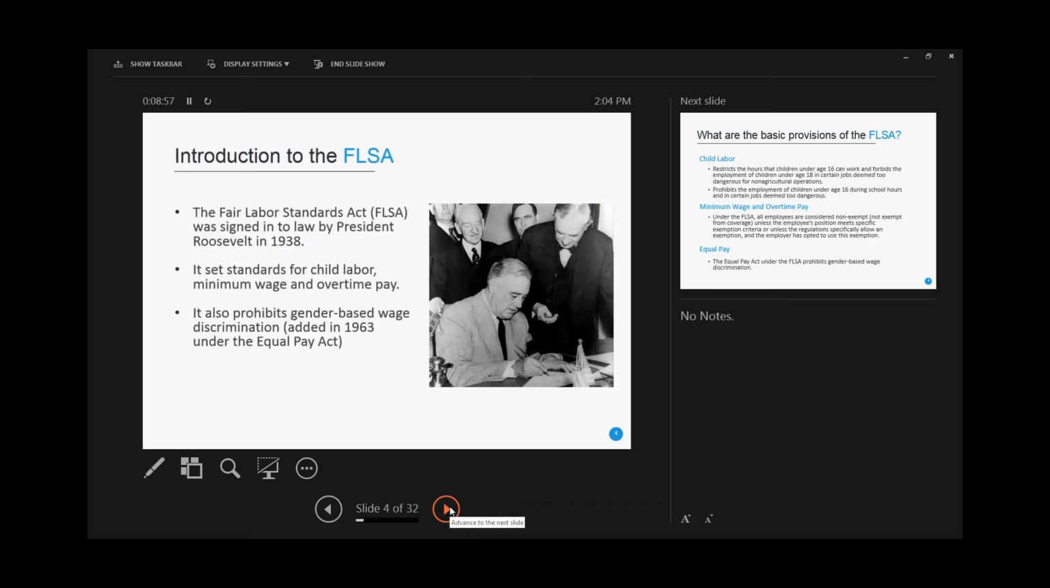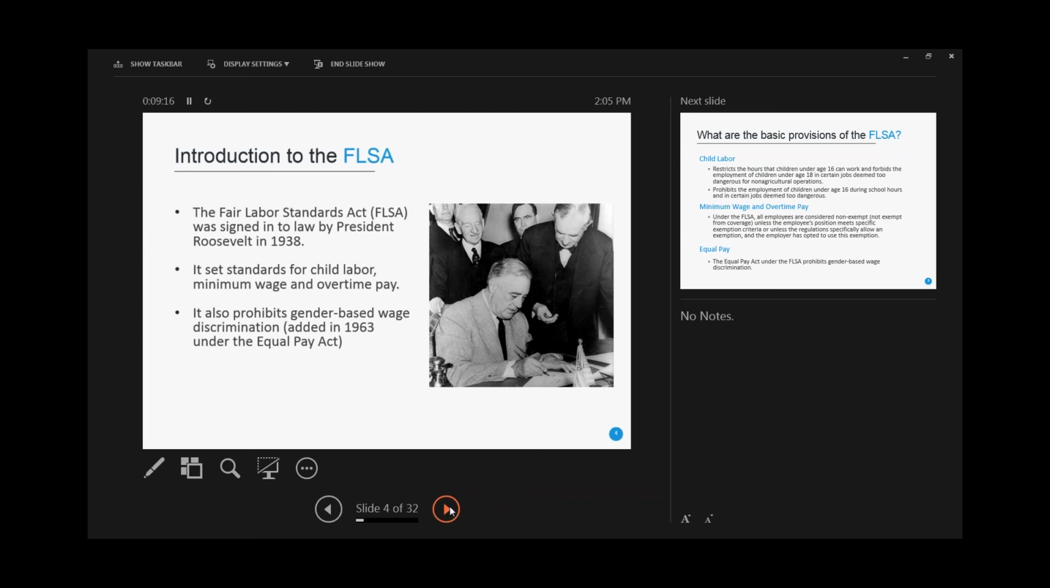So, an introduction to the FLSA. What is the Fair Labor Standards Act? It is a federal law that sets the minimum standards for child labor, minimum wage, and overtime pay. It also includes a provision for equal pay, which was added under the 1963 Equal Pay Act for men and women performing the same jobs.